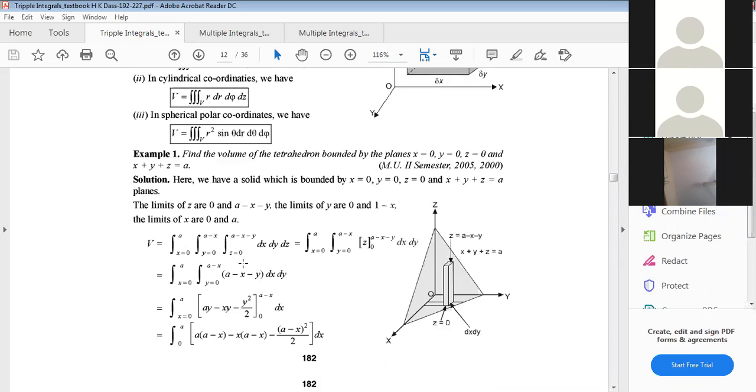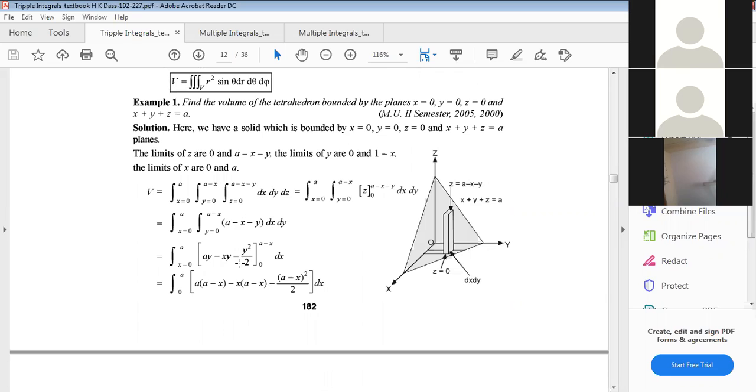Now, let us study example 1. Find the volume of the tetrahedron bounded by the planes x equals 0, y equals 0, z equals 0, and x plus y plus z equals a. We have to find the volume of a tetrahedron. If we draw it, we can see the geometrical interpretation of the given planes. This is the x-axis, this is the y-axis, and this is the z-axis, with the origin here. Z equals 0 is the xy plane.